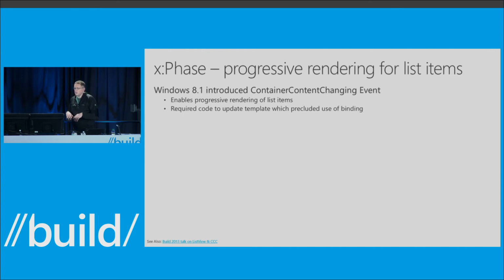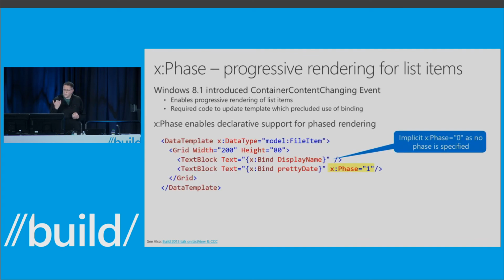Really powerful feature, solves the user problem, but to do it, you have to write code. And that code generally precludes the use of data binding. So what we've done with x:Bind is add a new feature, x:Phase, which allows us to do it declaratively rather than implicitly through code.